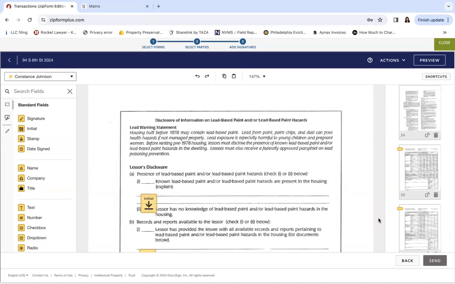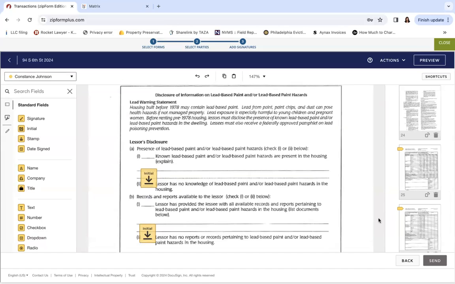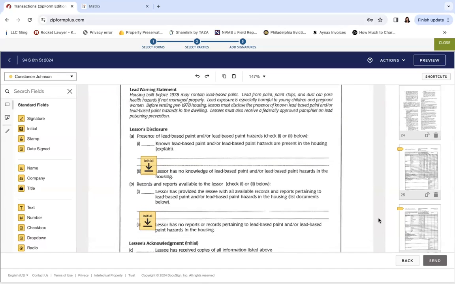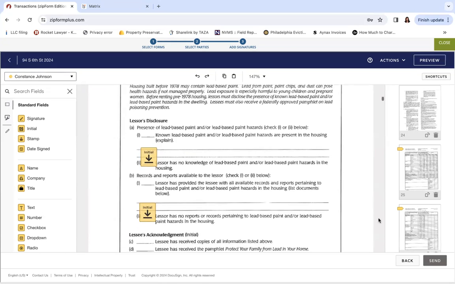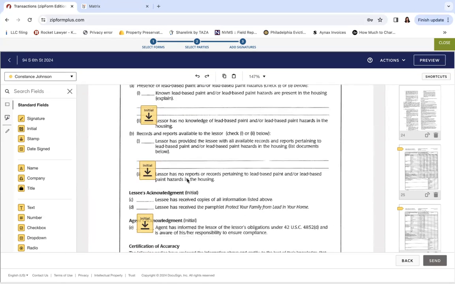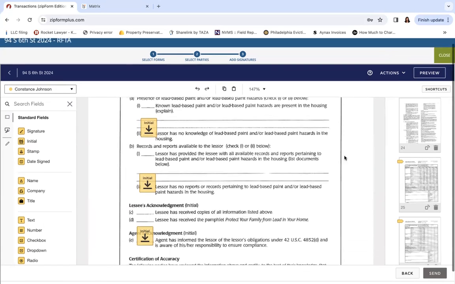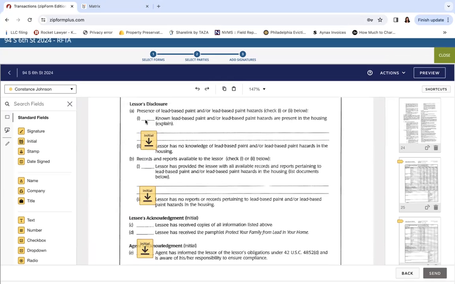This is the lead-based paint disclosure that I checked off that we filled out. It says lessor has no knowledge of lead-based paint and lead-based paint hazards in the housing. And then lessor has no reports or records pertaining to lead-based paint or lead-based paint hazards in the housing. If you know that there is lead in the house, you would check A here. Or if you have any known records, you would check B here.